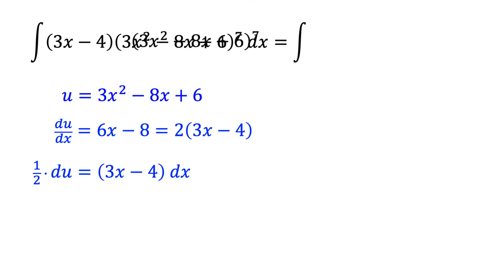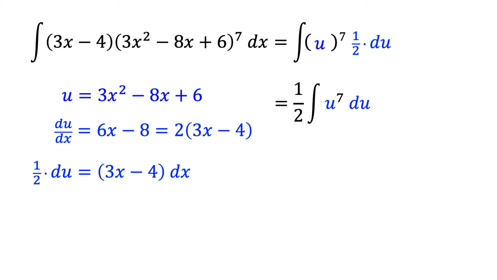So now we'll rewrite our original integral. We have the 3x squared minus 8x plus 6 to the 7th power, and we can substitute u for the argument of this term. Then we also have the 3x minus 4 dx. We can substitute 1/2 du for this term. And now we can pull out the 1/2 outside of the integral to get that this is equal to 1/2 times the integral of u to the 7th du.